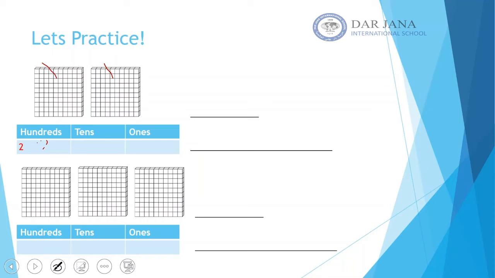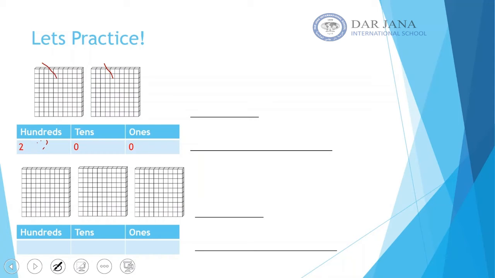Now, I want to ask you, do you have any tens or any 10 rods? Well, as I see, no, I don't have any tens. So I'll put 0. Now, do you have any ones in the picture? As I see, no ones unit. I cannot see any ones. So also I will put 0.